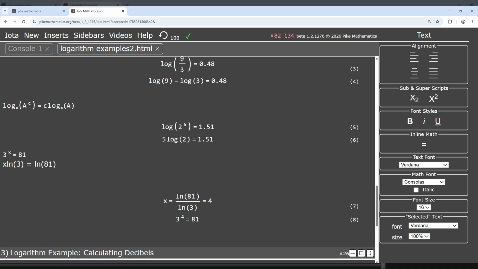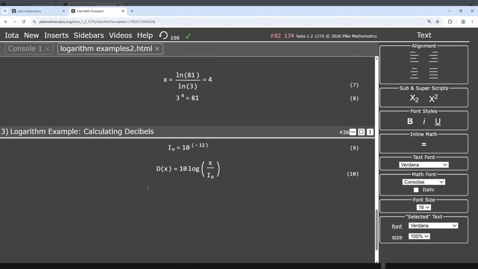Okay, I'd like to finish up this video with a real life example of logarithms. And that's this equation right here. This equation is for calculating the number of decibels as a function of the intensity of a sound that you're hearing. So the decibels are equal to 10 times the logarithm, this is log base 10, of x, where x is the intensity of the sound you're hearing, divided by I naught, which is the intensity of the lowest sound the human ear can hear. So let's play with this a little bit.